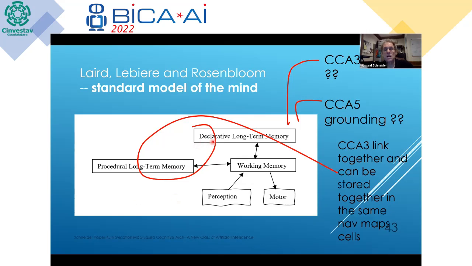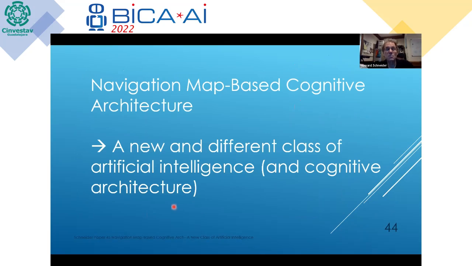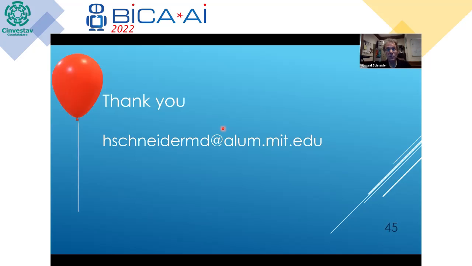For example, in cells within a navigation map, I have declarative elements and procedural elements in the same place. I've got issues where I'm moving maps around for the binding issues. I'm moving maps around for grounding. So honestly, it doesn't even fit into their standard model of mind. So again, my conclusion is that navigation map-based cognitive architecture, I believe, represents a new and different class of artificial intelligence and cognitive architecture. Thank you very much.